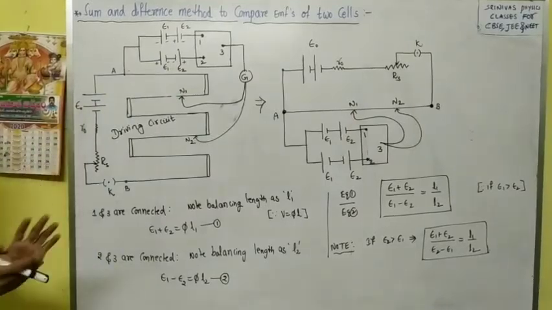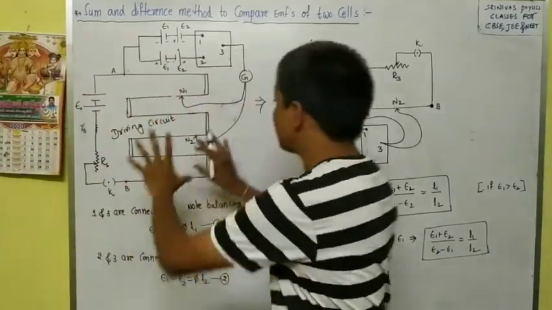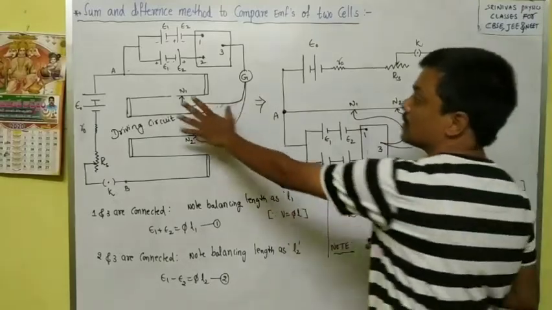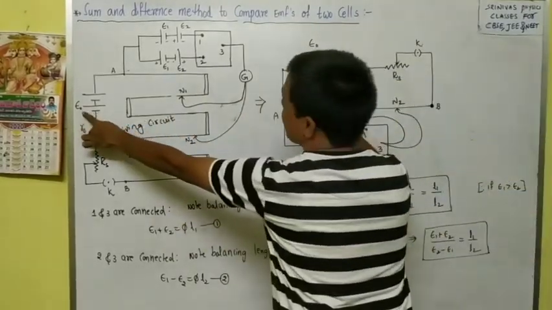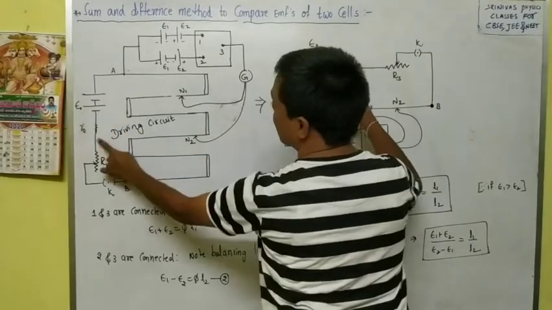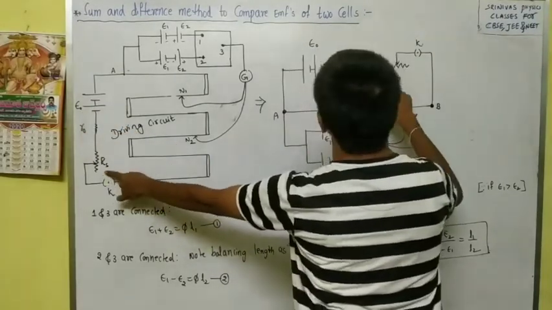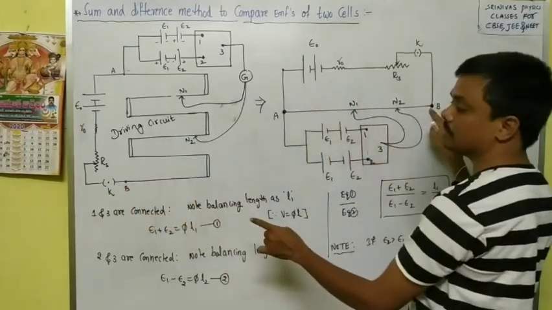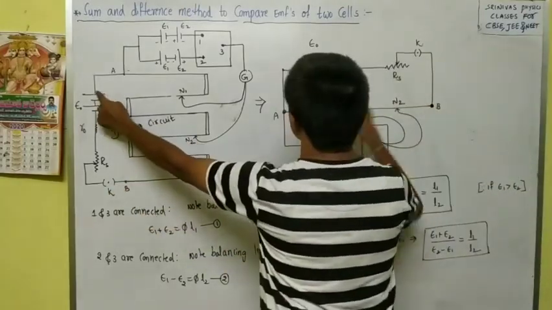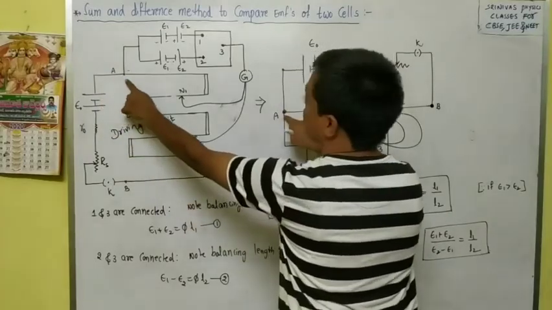And I have drawn one more diagram here. This diagram is equivalent to this diagram. These two are equal. How? Let us see. First cell, whose EMF is E0, next internal resistance R0, next series resistance RS, then plug key. The plug key is connected to point B. This is point B. Next, this side positive terminal is connected to point A. This is point A.